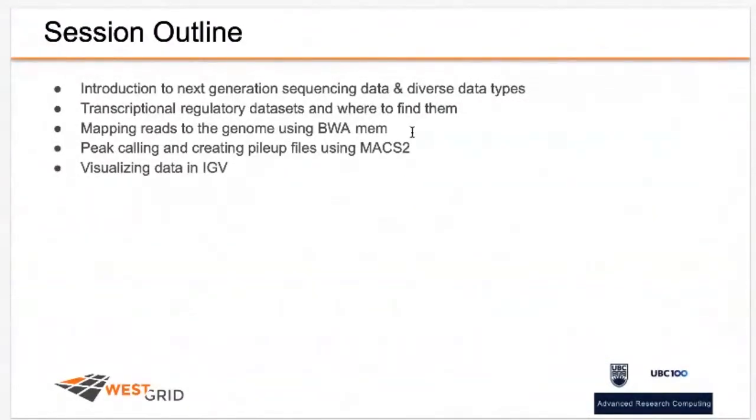I'm going to touch on next generation sequencing data and how it can be used for diverse data types. We're going to take a glance into transcriptional regulatory data sets and where to find them. Then we're going to map reads to the reference genome using a tool called BWA-MEM. We will call peaks and create pileup files using MACS2. And then lastly, we're going to visualize everything we do in IGV, or Integrative Genomics Viewer.